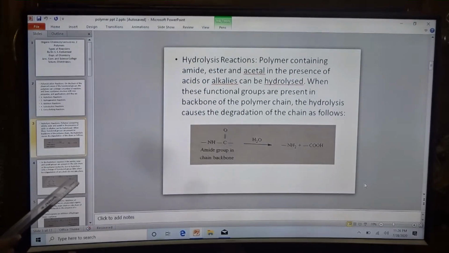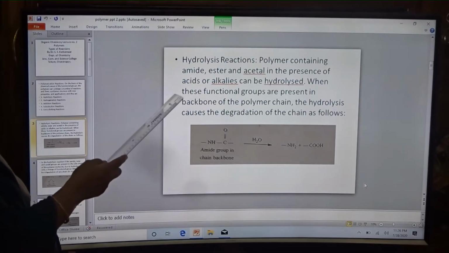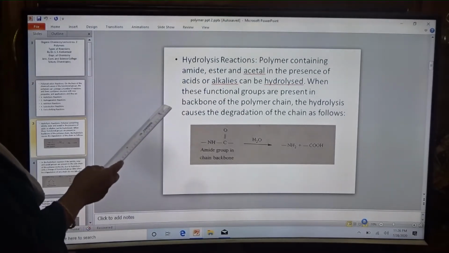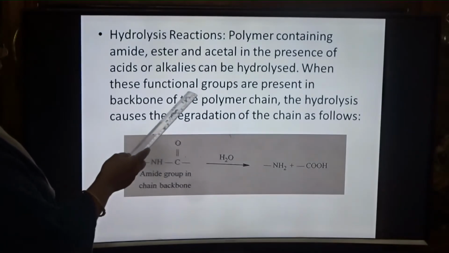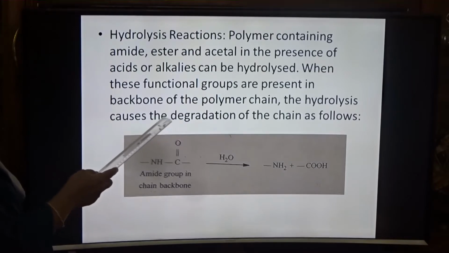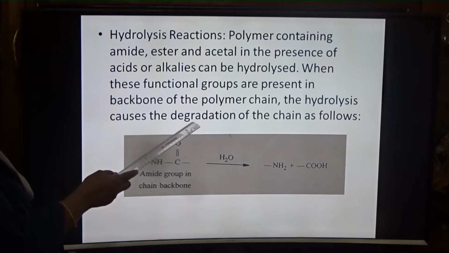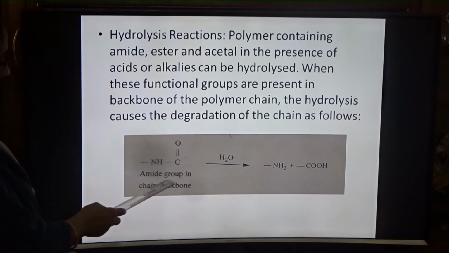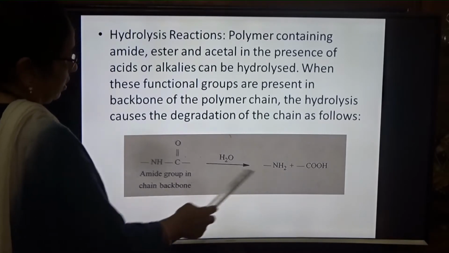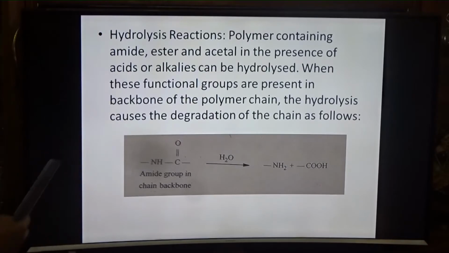First is hydrolysis reaction. In hydrolysis reaction, polymers containing amide, ester and acetal groups can be hydrolyzed in the presence of acid or alkalis. When these functional groups are present in the backbone of the polymer chain, the hydrolysis causes the degradation of the chain as follows. Here you can see degradation of the chain is taking place. Amino group and carboxylic group are getting separated. This type of reaction is known as hydrolysis reaction.